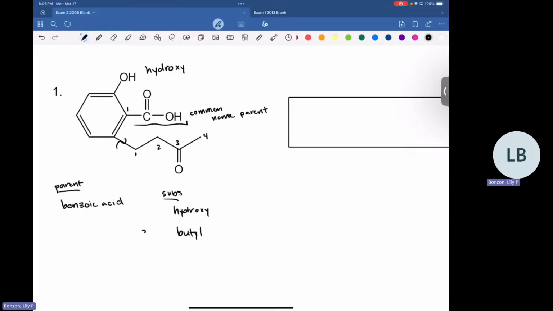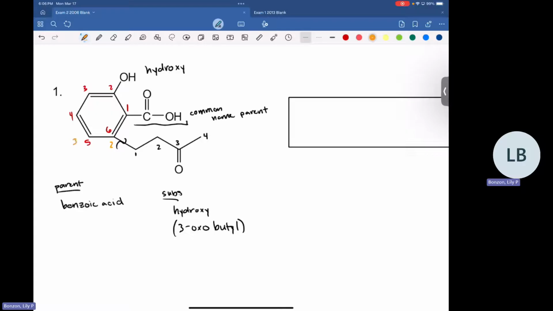That ketone is on carbon 3 of that butyl chain. So this would be 3-oxobutyl for that substituent. It's a complex substituent because it has a substituent of its own, that oxo group, so we'll put that all in parentheses. And now we just have to figure out the numbers for the substituents. If we start at our carboxylic acid and go counterclockwise, we will get 2 and 6 for our subs.